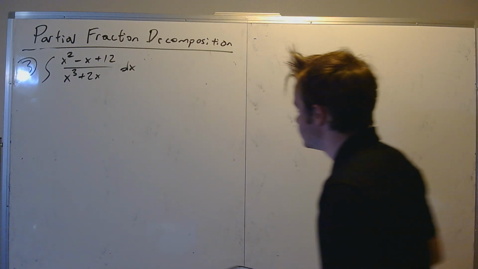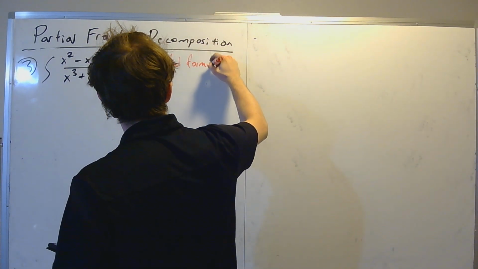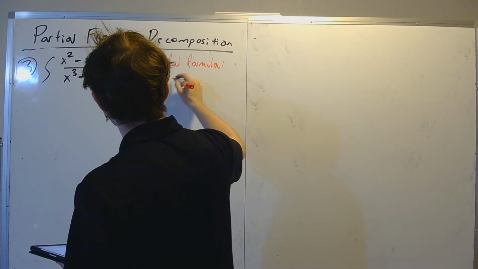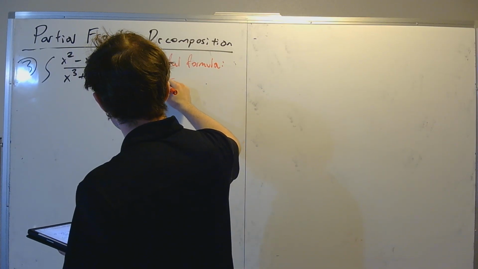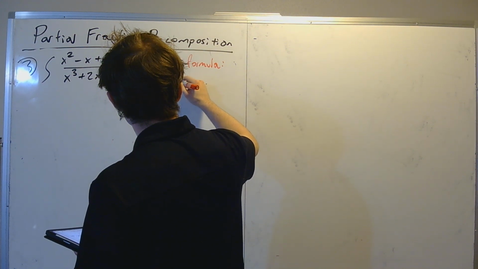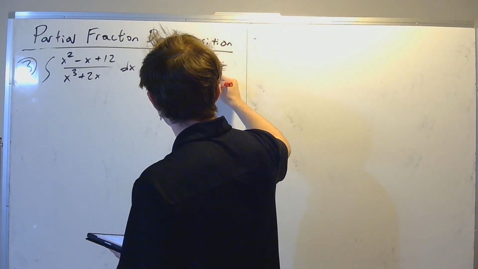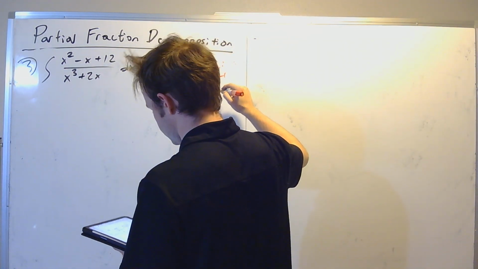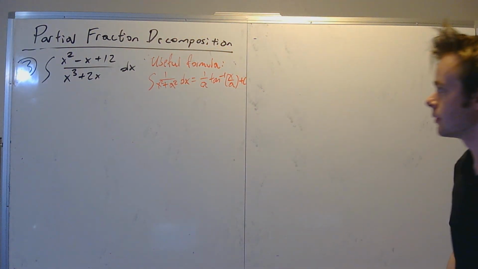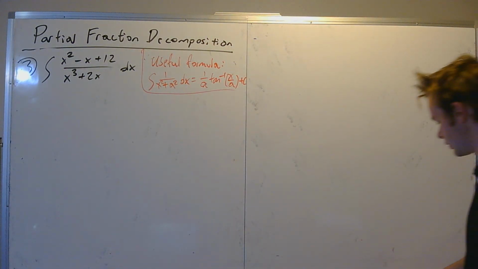And I'm just going to write down here a useful formula. You're not expected to remember this, but a useful formula for this problem is that the integral of 1 over x, I'm sorry, I meant to write x squared plus a squared dx equals 1 over a times the tangent inverse of x over a plus c. We're not going to use that immediately, but later on we're going to need that formula in this problem.